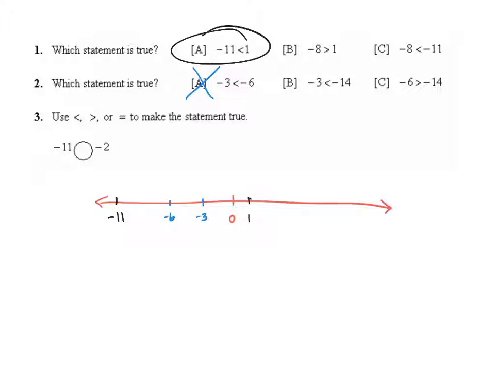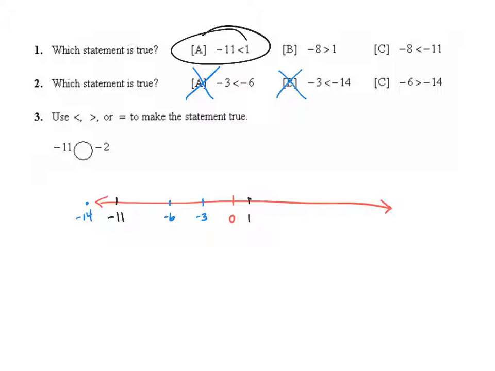Choice B is comparing negative 3 to negative 14. My number line isn't quite long enough to show negative 14, but it would be somewhere right over here, so, negative 14. And negative 3 is greater than negative 14. It's closer to 1 whole, so this choice is out.